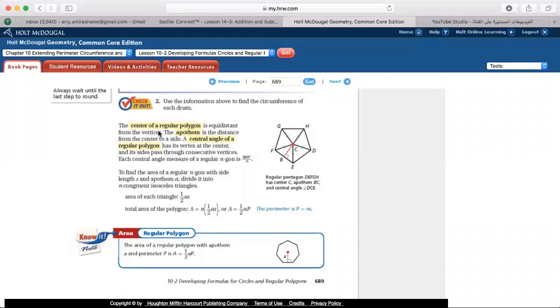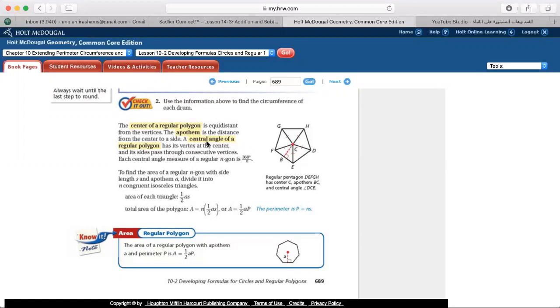The center of a regular polygon is equidistant from the vertices. Equidistance means all the distances are equal from the center to the vertex. CE is equal to CD is equal to CH is equal to CG is equal to CF is equal to CE. They are all equal distance from the center to the vertex. It is called equidistant. So all the distances are equal. That's why it's called equidistant.